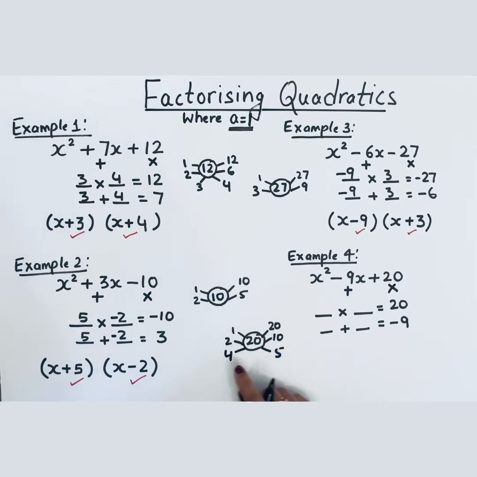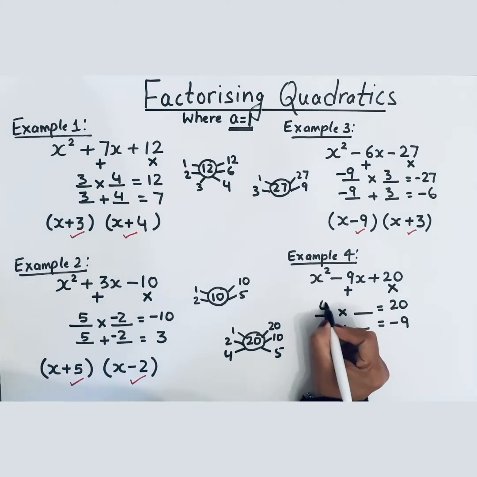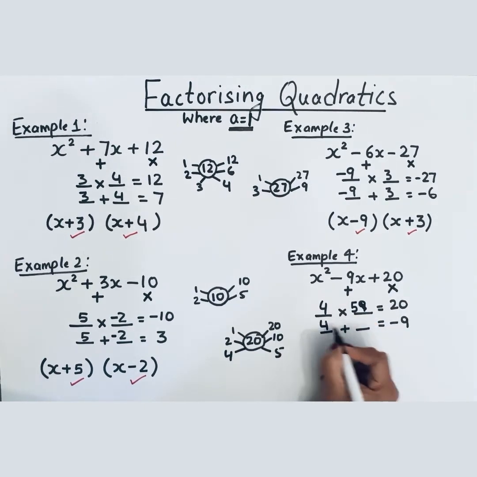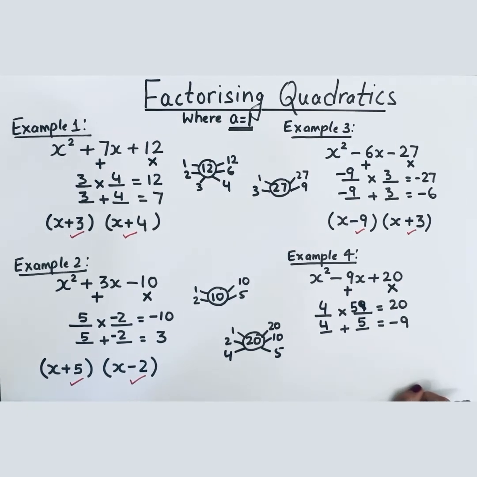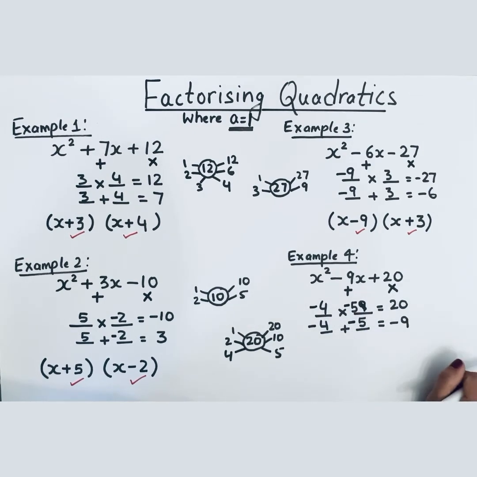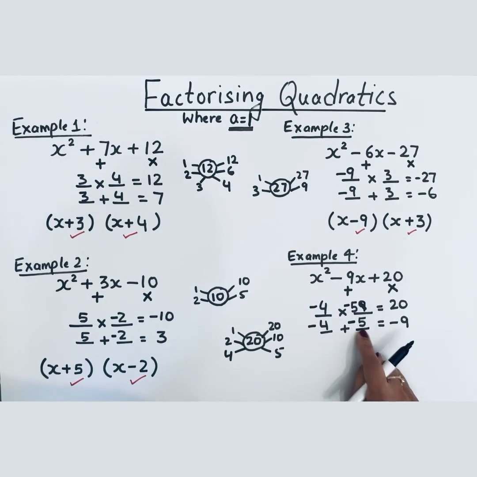4 and 5. 4 times 5 is 20. And if I add 4 and 5, I'll get 9. So that's our number. So that's 4 and 5. We still have to check on the sign because we need a negative 9. So negative 4 add negative 5. If you add two negative numbers, that's when you get negative 9. So negative 4 add negative 5 gives you negative 9. And negative 4 times negative 5 will give you positive 20. So our numbers are negative 4 and negative 5.